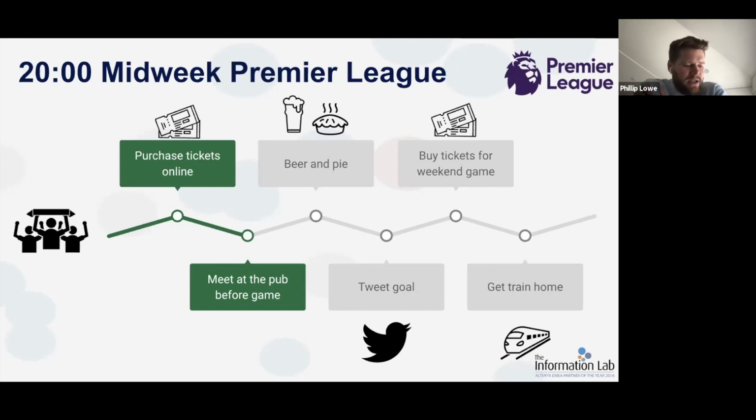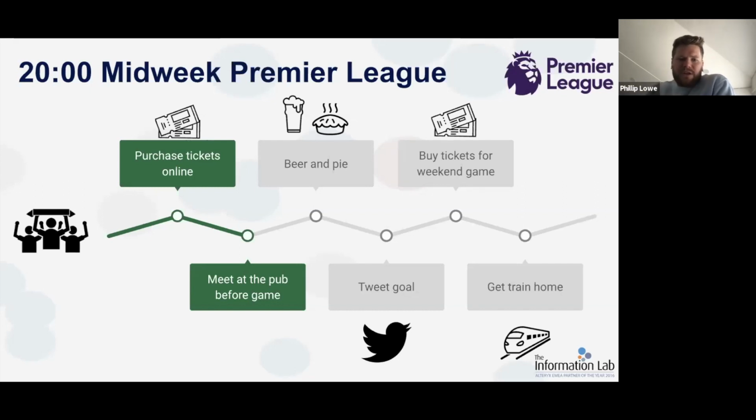And then, as the match is going on, the fixture ends with a good result, so they're excited about the weekend game. So at that point they open up the app and purchase a game for the weekend. And after that, it's a midweek game, so they've got to go home. So pretty much straight away, as soon as the whistle blows, they get the train home.